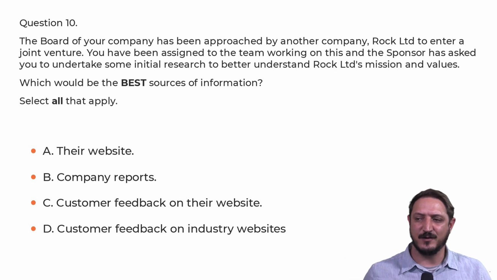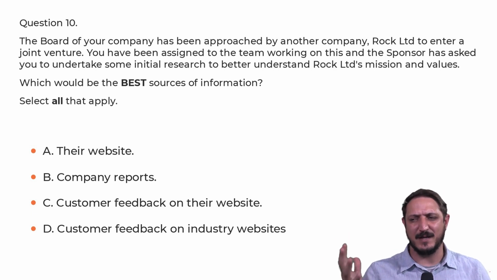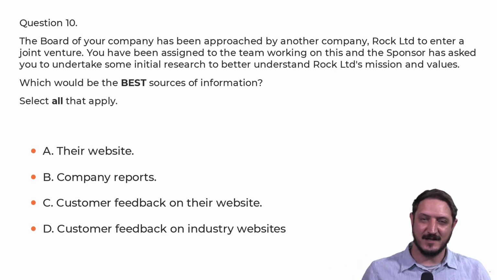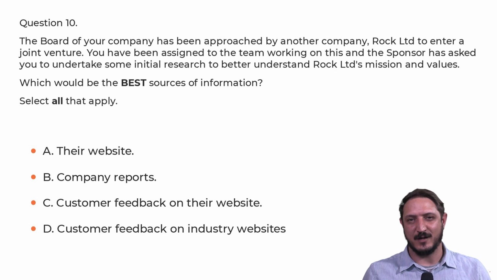It's about customer feedback on their website or customer feedback on industry websites. Customer feedback on industry websites is not quite going to tell us anything about the mission and the values of this specific organization. And customer feedback on their website, once again, is not going to give us specific information about the mission and values. Therefore, I would say the best answers, and these are the categories from your background research section of business analysis practice, are A and B. So those would be the two that I would select.